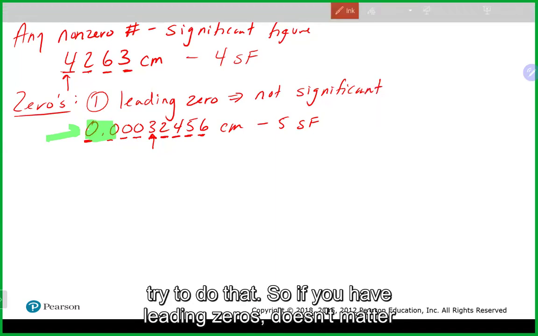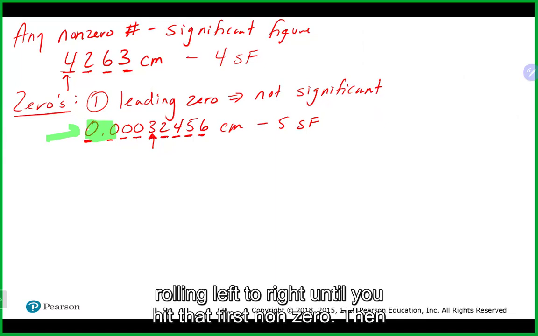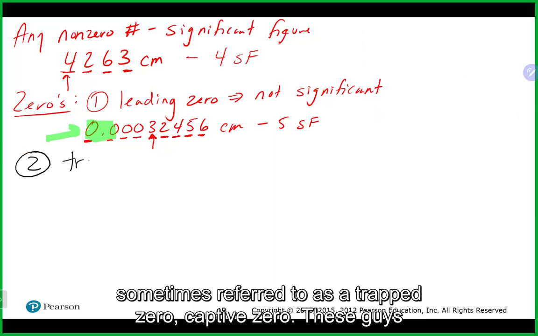So if you have leading zeros, doesn't matter how many you got, they're all not significant. Again, you keep rolling left to right until you hit that first non-zero, then you start counting. The next type of zero is what is sometimes referred to as a trapped zero, or captive zero.